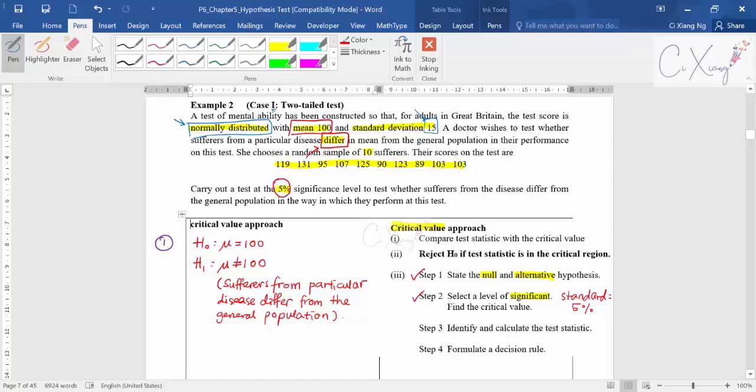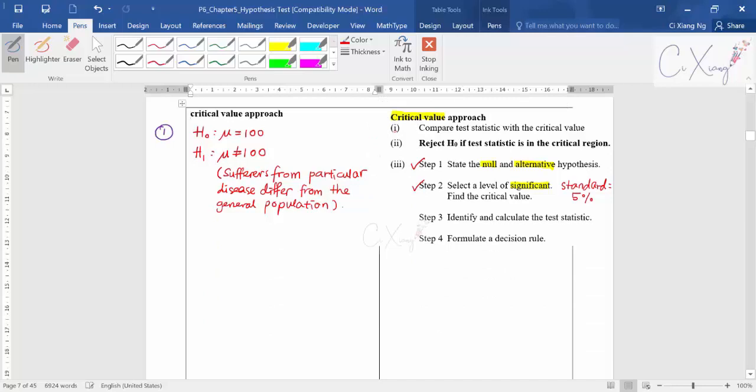Now I will proceed to step number 2. Because your level of significance is alpha, alpha is 5%, which is 0.05. Then from the normal distribution table, you will need to find out the critical value. But before that, you need to decide whether it is a one-tailed test or a two-tailed test.